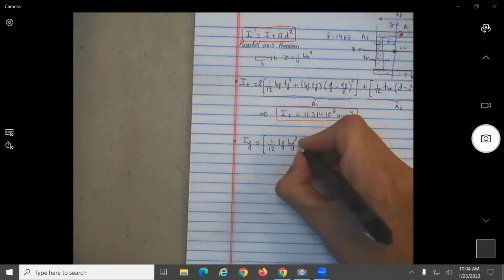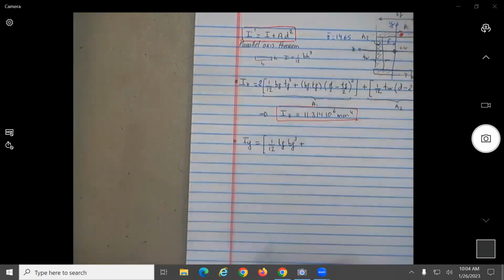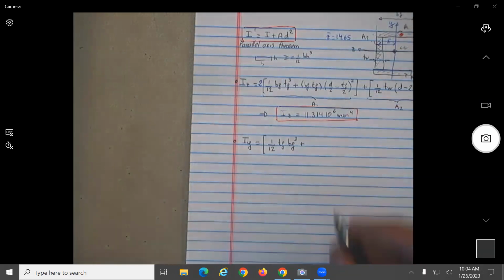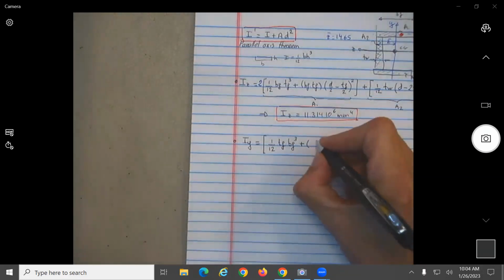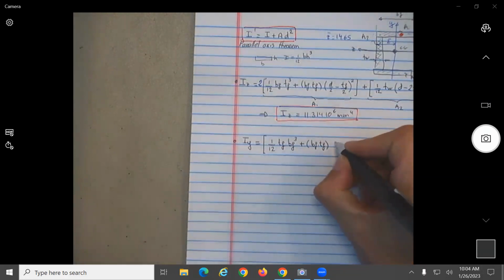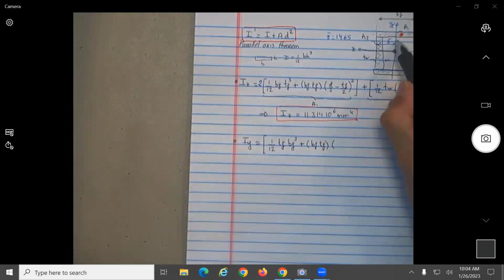So what do we need to use? We need to move it to the y-axis. So we use the parallel axis theorem. So what will be the area? This should be unchanged. Should be what? B F times T F. But now be careful. We need to find what is the distance over here. So what will be the distance between the y-axis and the CG of that element here?